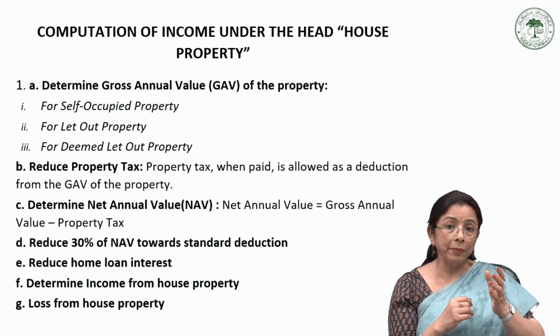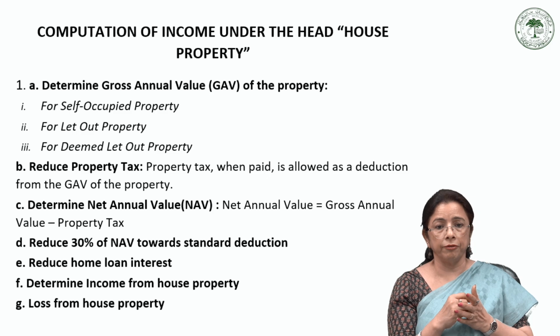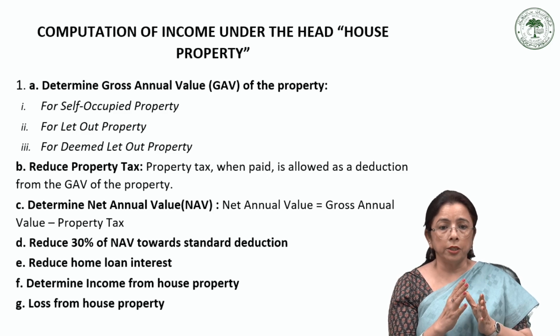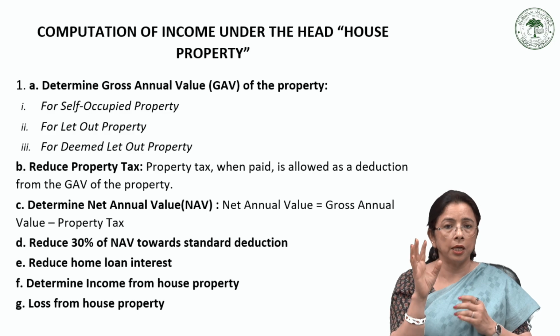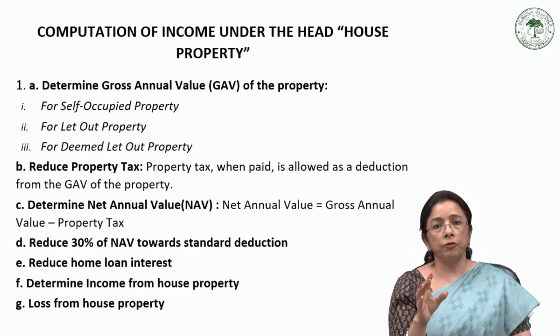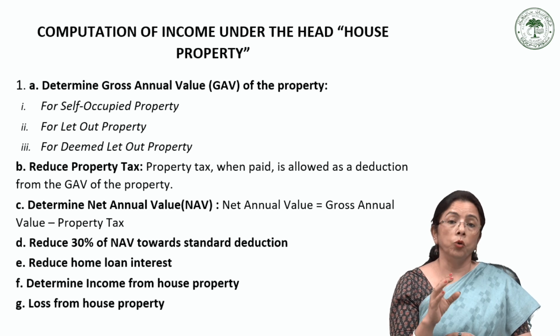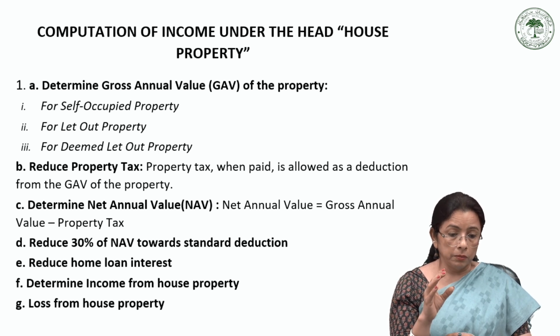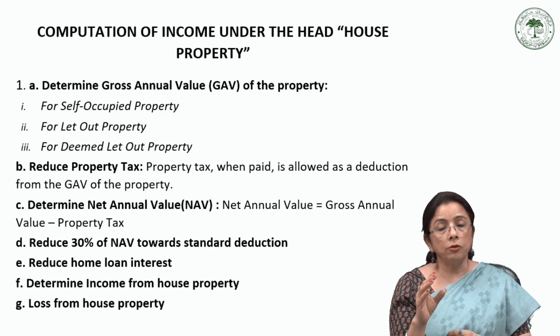So you can claim a 30% expenses deduction even if you have not actually incurred those expenses. So overall, a 30% standard deduction is allowed to be deducted from the net annual value. After that, if you have taken a loan to build your house or for that house property, that is also allowed as a deduction.